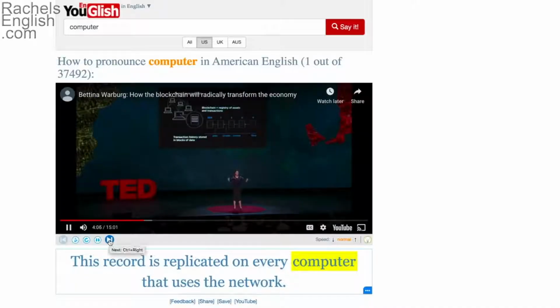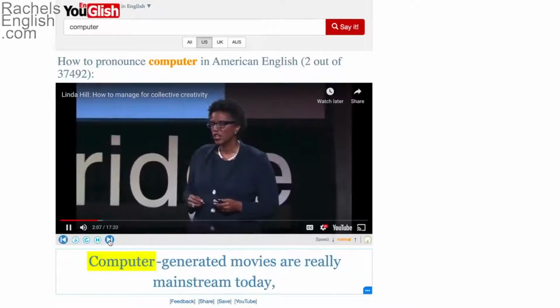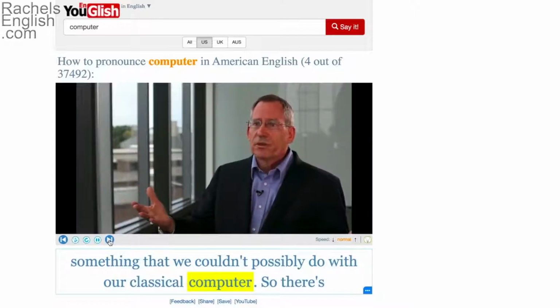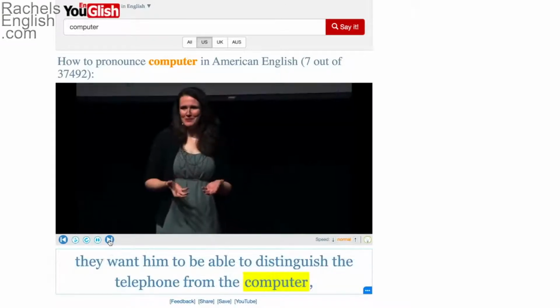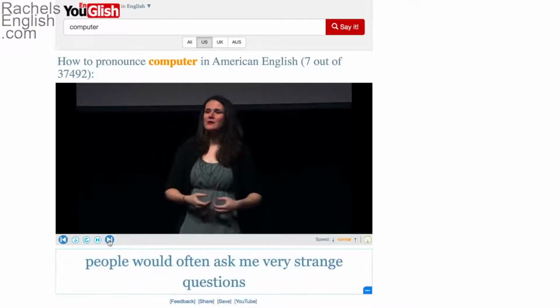This record is replicated on every computer that uses the network. Computer-generated movies are really mainstream today. Something that we couldn't possibly do with our classical computers. They want him to be able to distinguish the telephone from the computer or whatever they did with him.